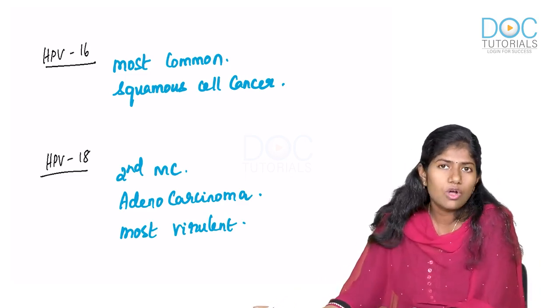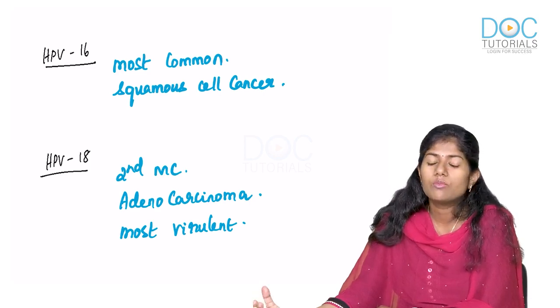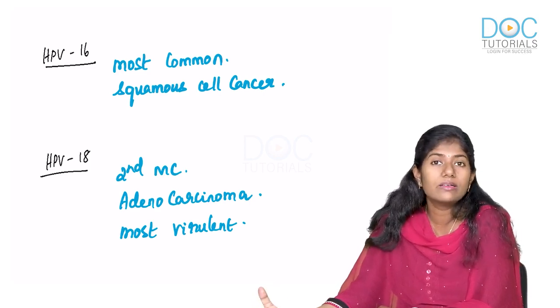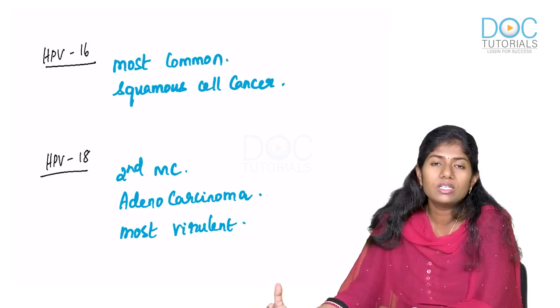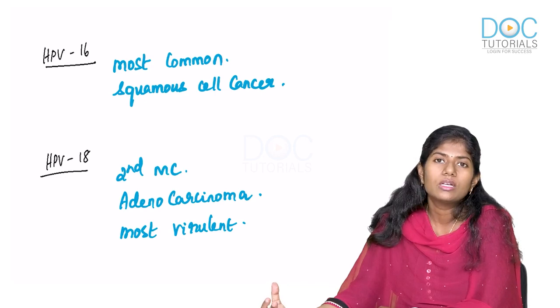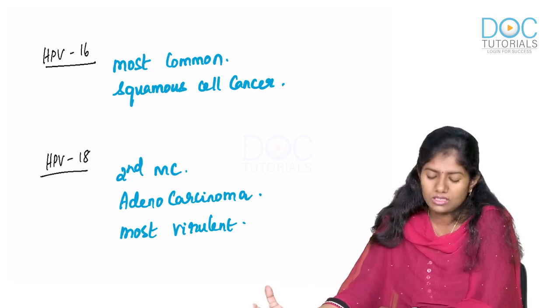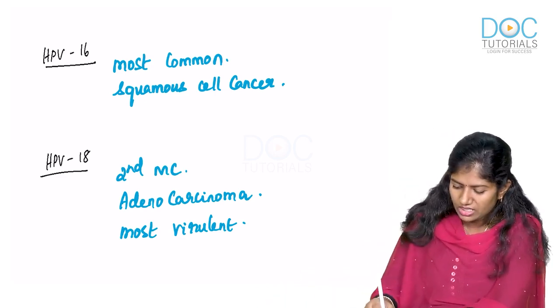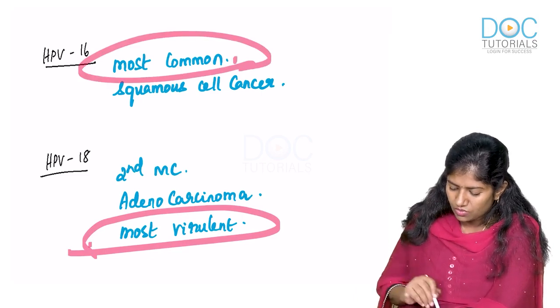Most common means it is frequently seen, but it is not as oncogenic as HPV 18. Most of the time, HPV 16 infection gets cleared by itself. But once HPV 18 infects a lady, it does not clear by itself. Rather, most of the time it develops malignancy. So HPV 18 is the most virulent and HPV 16 is the most common.